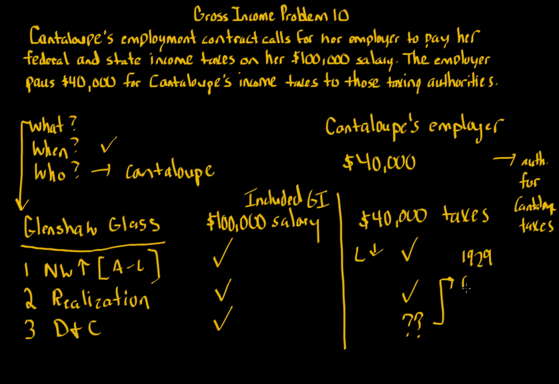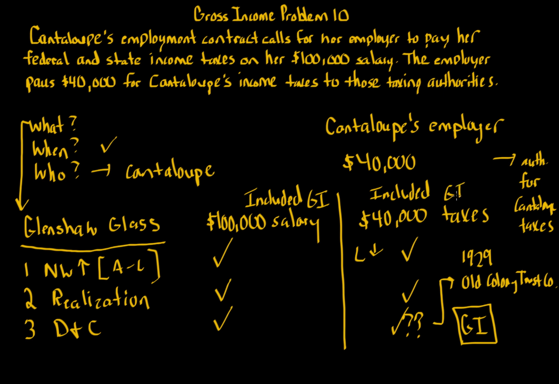The name of the case is Old Colony Trust Company. In that case, we had a very similar set of facts. We had an employee that received a salary and the employer paid all of the income taxes on that. This was a Supreme Court case, and the Supreme Court said that this is gross income. It does not fail dominion and control and does not fail the other elements, so therefore it is considered gross income, and it is included in Cantaloupe's gross income.